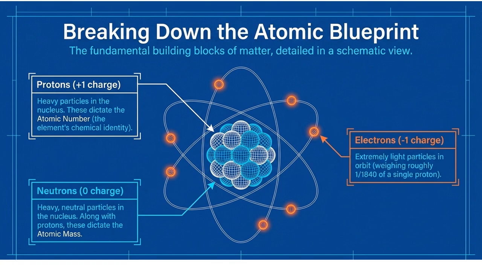Neutrons are also heavy particles in the nucleus but have no charge. Together with protons, they dictate the atomic mass. Electrons are extremely light, negatively charged particles that orbit the nucleus, weighing roughly 1 divided by 1840 of a single proton.